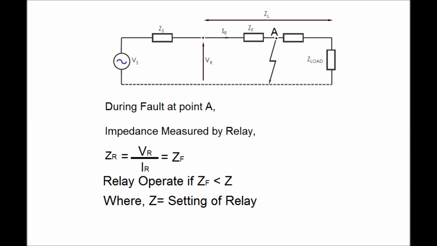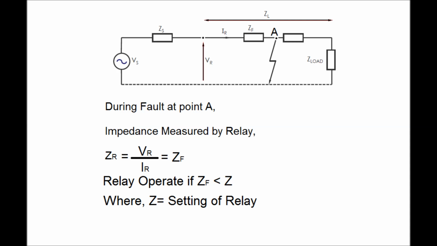Now a diagram is shown in this figure. Here ZS is the source impedance and ES is the source voltage. Now ZL is the line impedance and Z load is the load impedance, and a fault occurs at point F. The relay will sense a voltage VR and current IR.